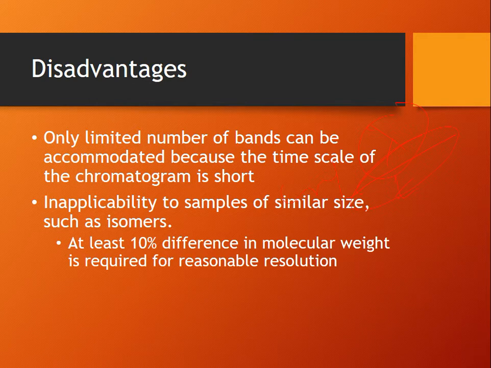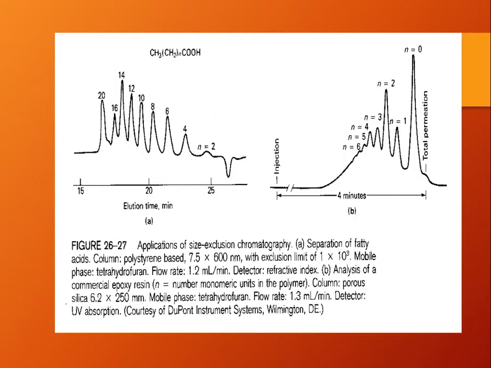It's limited. It is inapplicable to samples of similar size, such as isomers like dextro and levo isomers. At least a 10% difference in molecular weight is required for reasonable resolution. At least 10% molecular weight difference means if it's 100, then the other is 110 or 90. That's why that difference in molecular weights is required for peak elution. Like this, the CH3 CH2 ends, like this.